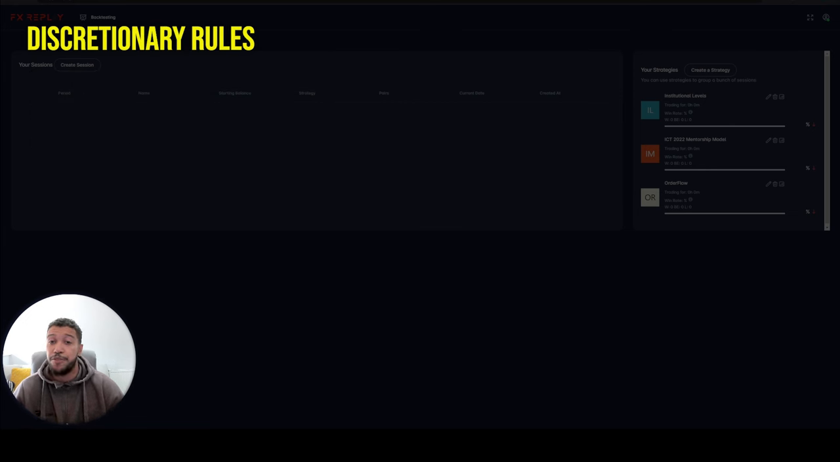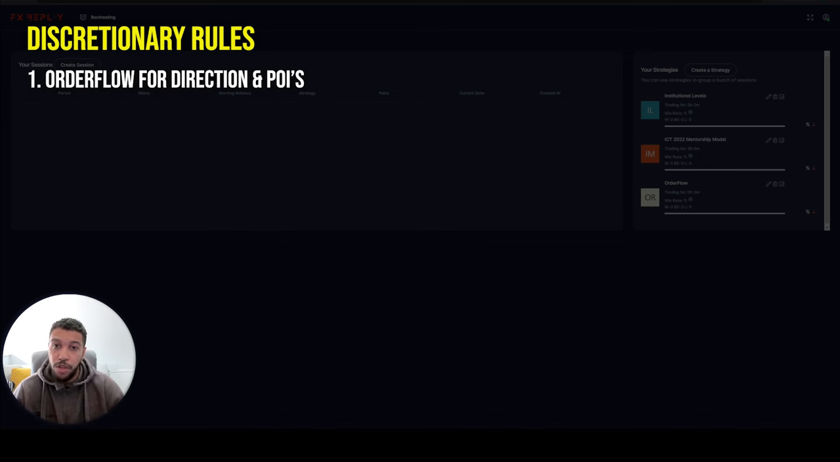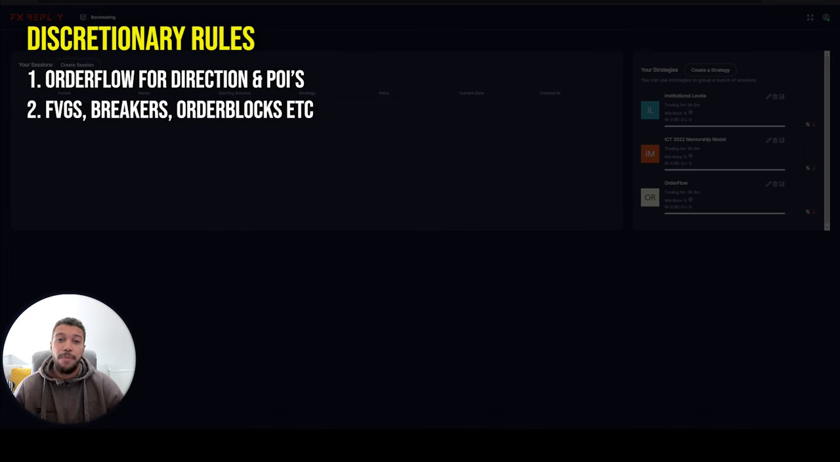Next, there's going to be a few discretionary rules. The first discretionary rule will be I'll be trying to identify all the flows to help me to see where price is going and also to highlight potential points of interest. The second rule is that I'll be using my experience of ICT, you know, fair value gaps, breaker blocks, etc., to try and get a read on price and to use those in my analysis.